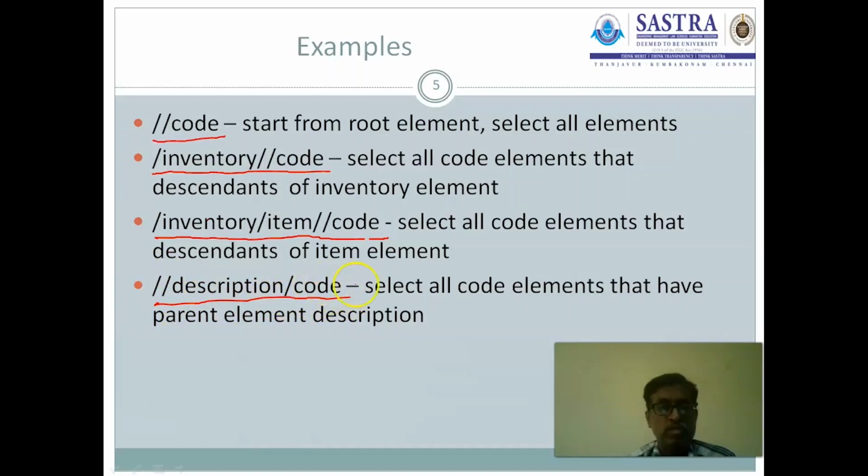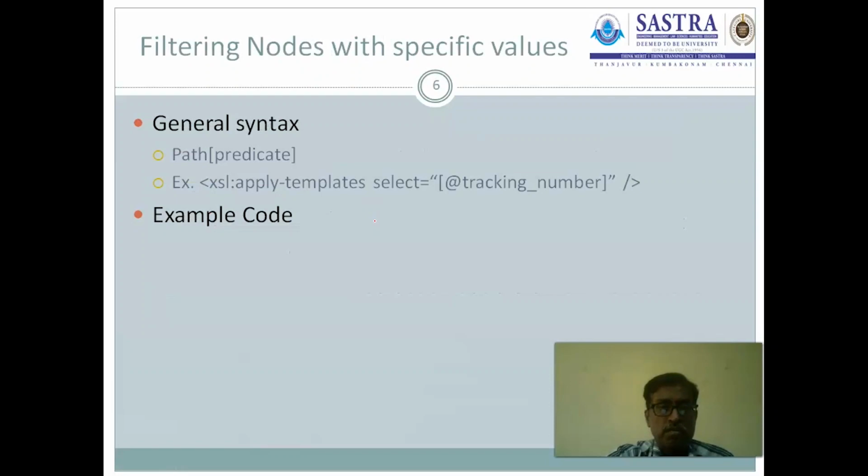We can skip some elements. And the description code. Here also we are selecting code elements, but it has a parent element description. It should have, right? It should have parent element description. In such a way, we are able to write the XPath expression with wildcards as well as predicates.